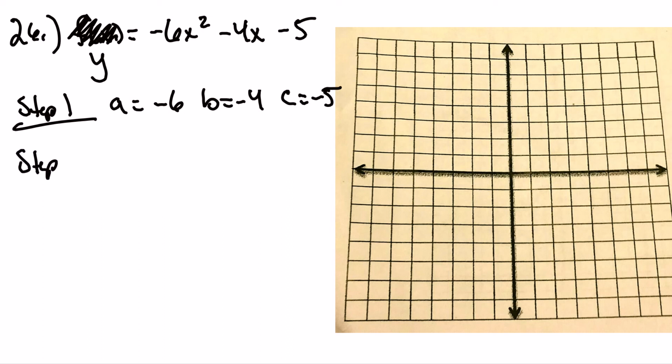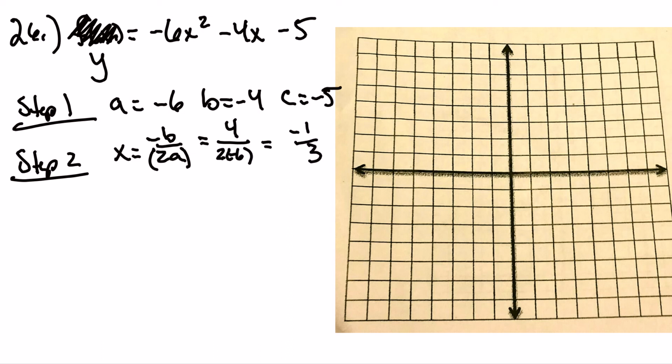Step 2 says you have to use the vertex formula. X equals the opposite of b over 2a. Remember, if you're going to use your calculator, put that in parentheses in the bottom. The opposite of negative 4 is positive 4, over 2 times negative 6, which is negative 12. So that's going to give me negative 1/3, which is kind of messy, but we'll make it work.